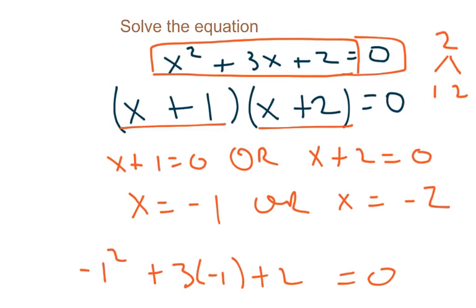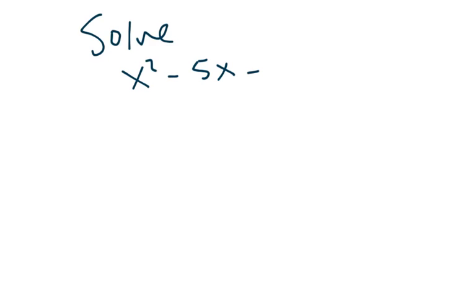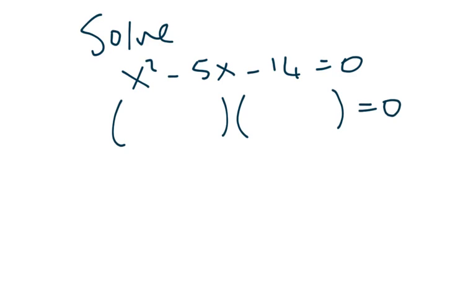Let's have a look at another example. We want to solve x squared minus 5x minus 14 is equal to 0. So the first thing we do is we put brackets in. We're going to work out the factors. We know that x is going to go here and x is going to go here because x multiplied by x gives me x squared. Now, I'm looking for the factors of 14 that are going to multiply to give me 14 and are going to add together to give me minus 5.